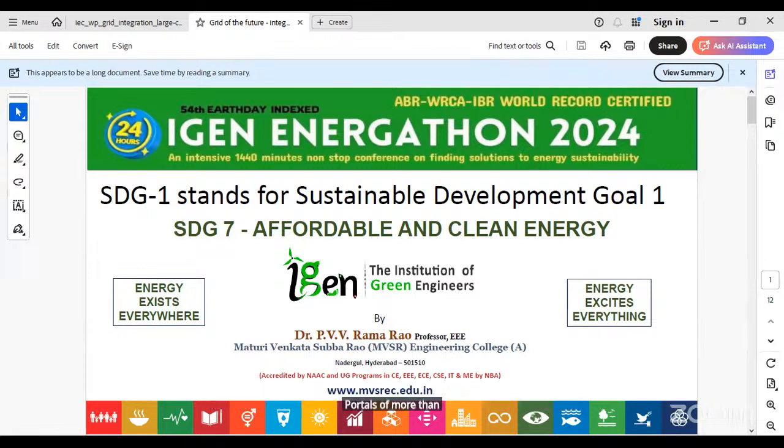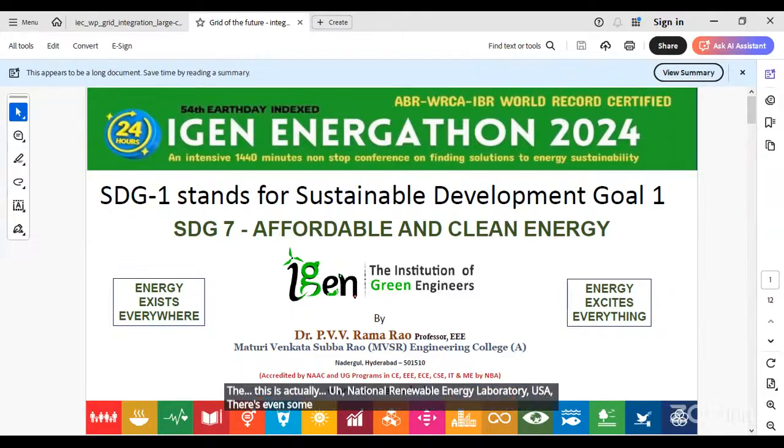These are all challenges on the left side, and these are all solutions suggested. Actually, I am not suggesting. This is actually from the National Renewable Energy Laboratory, USA, which has given some solutions for overcoming the challenges of variability, uncertainty, and all these things.